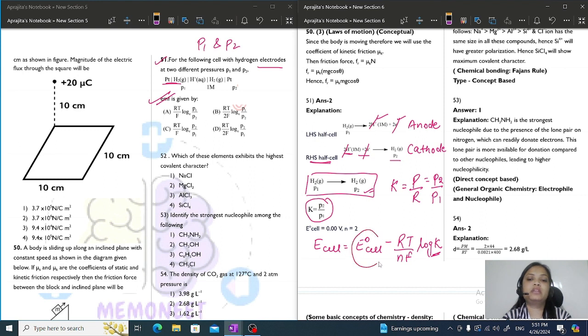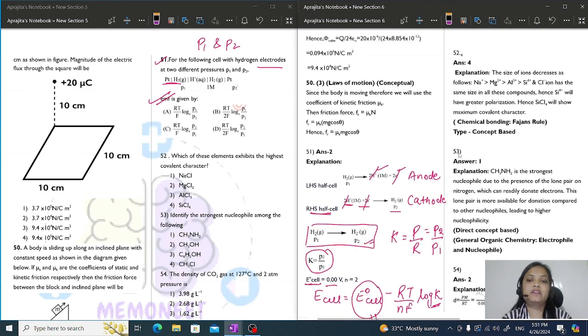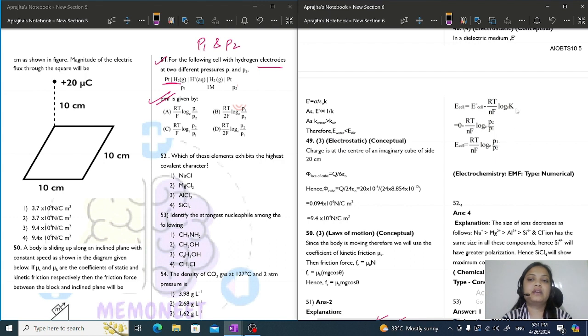Now if I talk about E naught cell, E naught cell for the hydrogen electrode is 0 because hydrogen is taken as the standard. So we will be left with minus RT upon NF log K. Now N in this case is 2, because there are 2 electrons involved. So it will be minus RT upon 2F log P2 upon P1.